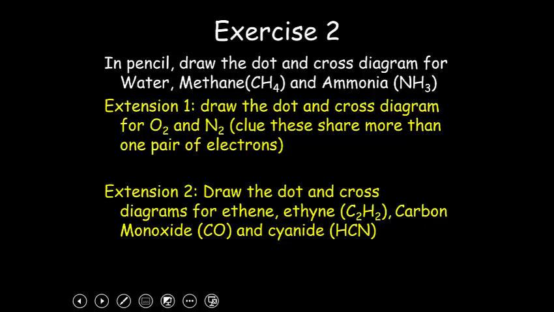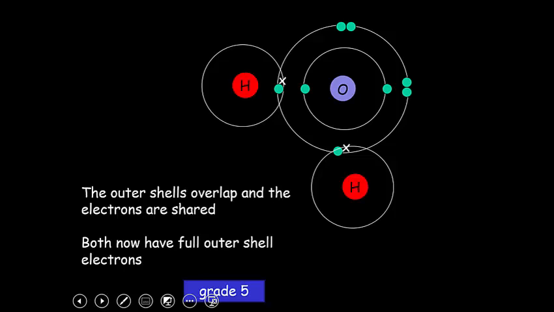So each of those hydrogens can join onto the oxygen to fill a gap in the outer shell. Okay, pause the video for a moment and have a go at drawing the other compounds and elements that are mentioned in the questions. If you can do extension 1, that's great. Extension 2 is really tricky, but have a go.